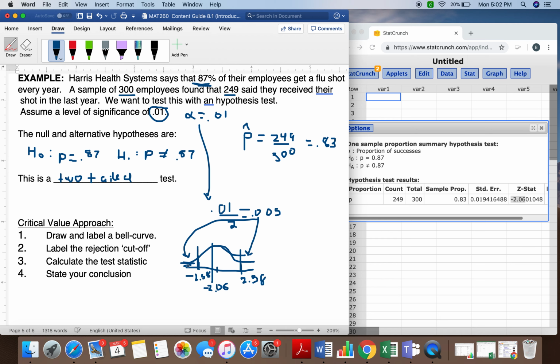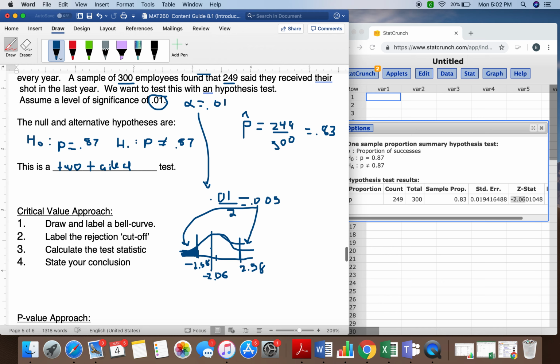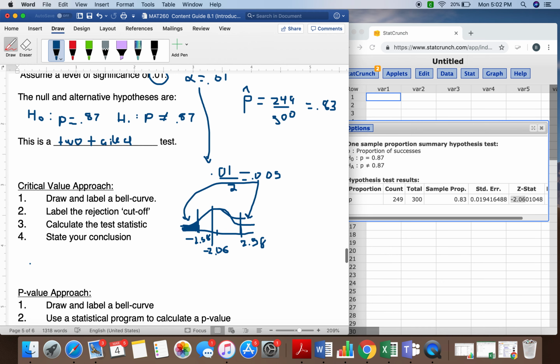So this was our rejection region. And the 2.06 was not in that rejection region. So because it's not in rejection region, we fail to reject the null. Remember, we never accept the null, we just fail to reject it.